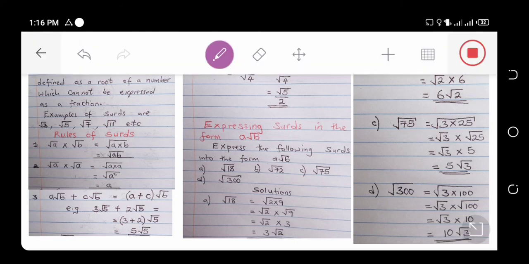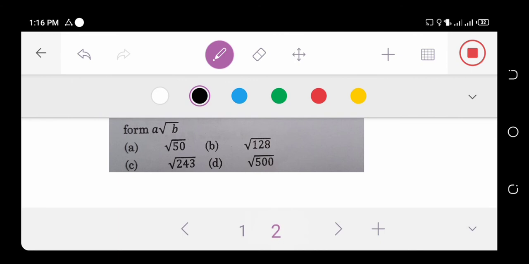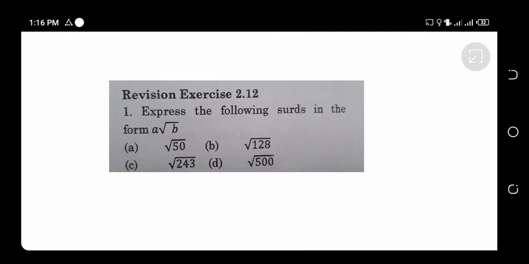So that is it about that. Maybe I can leave you with some numbers which you can practice. This will be your exercise: express the following surds in the form a root of b. You have a, which is root of 50, b, which is root of 128, c, root of 243, and then d, which is root of 500. So use the earlier knowledge which we have gone through to work them out.